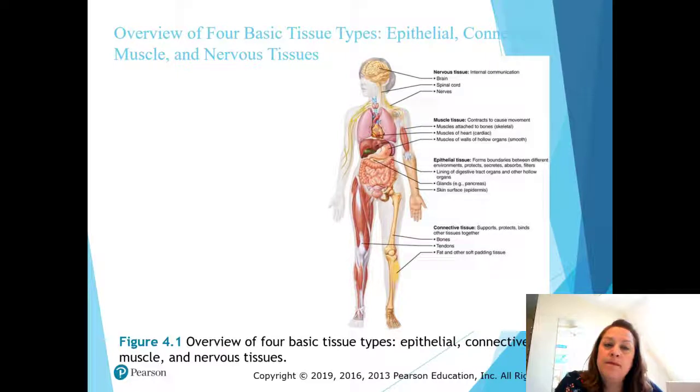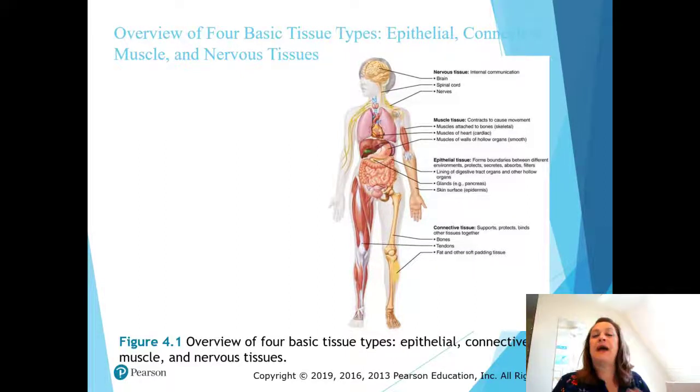So when we divide the body up into tissue types, we're going to talk about the 4 basic tissue types. In this image, it starts with nervous tissue, the brain, the spinal cord, the nerves, about internal communication. We then have muscle tissue, which is about movement. We either have skeletal muscles, which move our bones, cardiac muscle, which contracts the heart, and smooth muscle that contracts the walls of hollow organs, like our digestive system and our bladder.